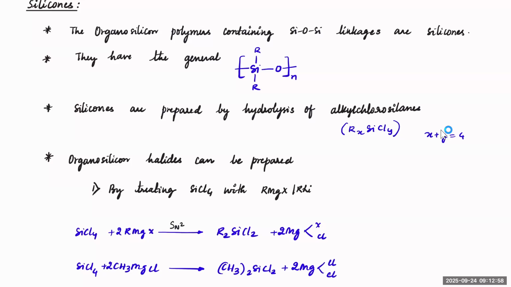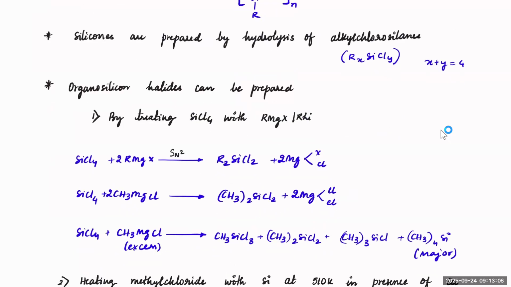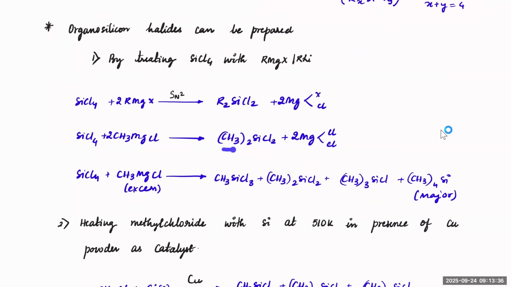Organohalides can be prepared by treating SiCl4 with RMgX or RLi. You can see, 2 moles of RMgX when you react with SiCl4, you will get R2SiCl2 and 2 moles of MgXCl. Check this example: if you have methyl, you will get dimethyl silicon dichloride. So this is how it will form.